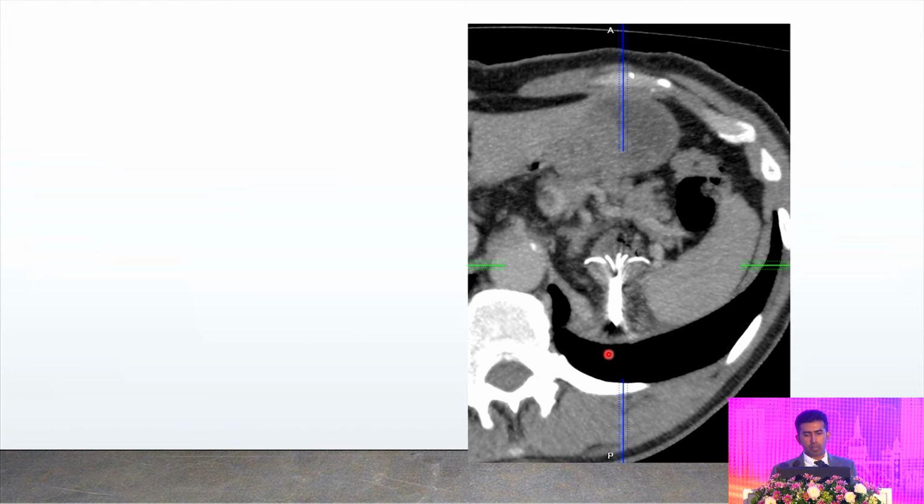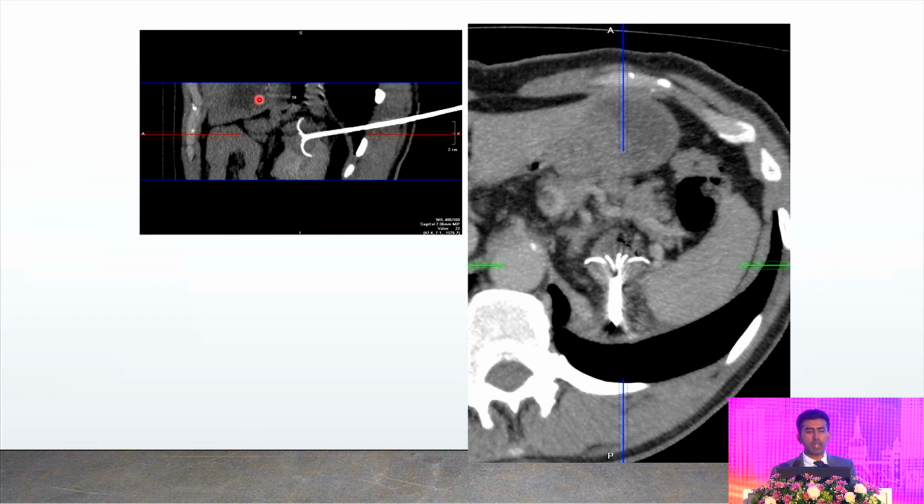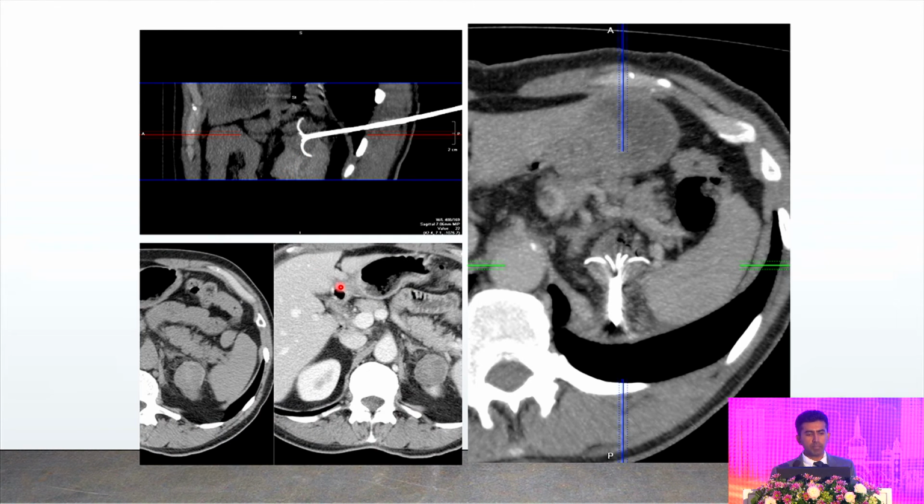Another example, left side small RCC. This is the placement of the RFA probes. The reconstructed CT images clearly show the proper placement of the probe into the upper pole RCC on the left side, and this is following ablation, where you don't see any contrast enhancement. We usually couple the CT with ultrasound, and we do an immediate post-ablation CT just to make sure there is no residual, as well as to exclude any complications such as bleeding.